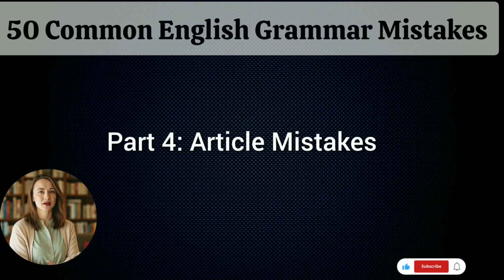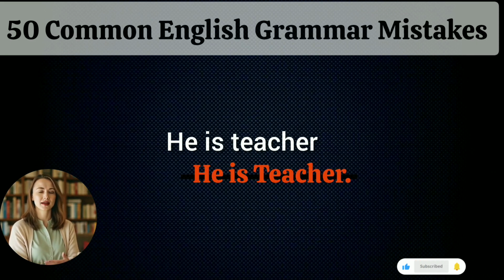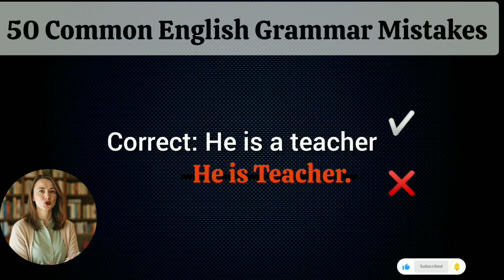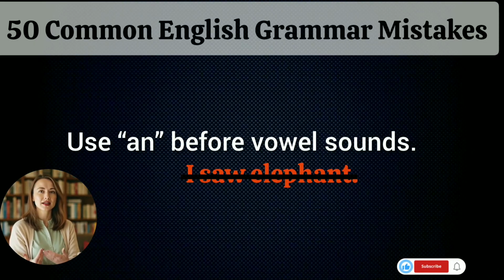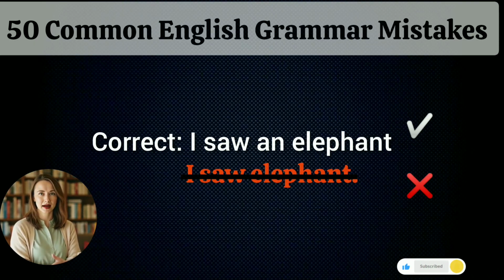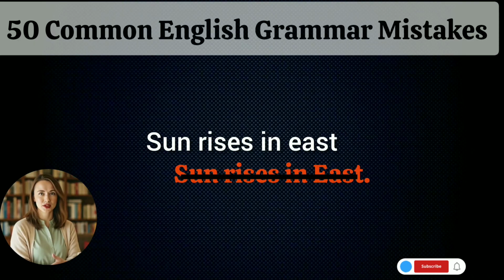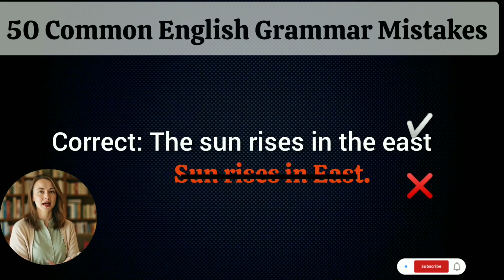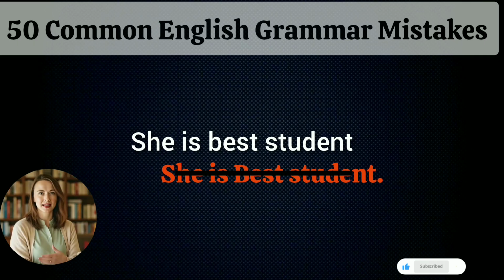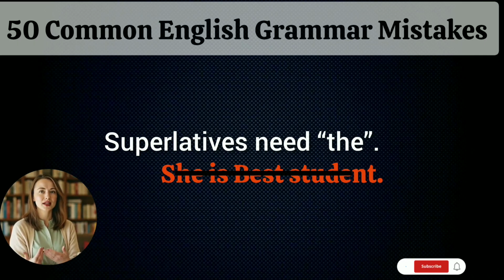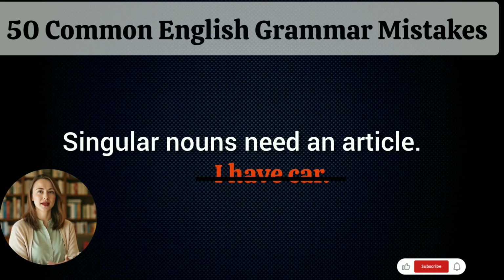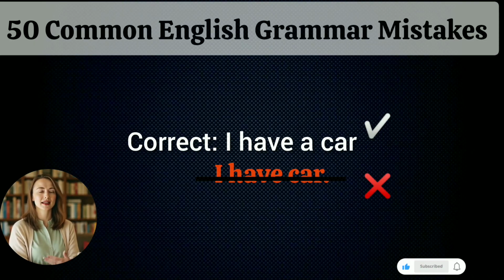Part 4, Article Mistakes. "He is teacher." We need an article before singular nouns. Correct: He is a teacher. "I saw a elephant." Use an before vowel sounds. Correct: I saw an elephant. "Sun rises in east." We use the for unique things. Correct: The sun rises in the east. "She is best student." Superlatives need the. Correct: She is the best student. "I have car." Singular nouns need an article. Correct: I have a car.